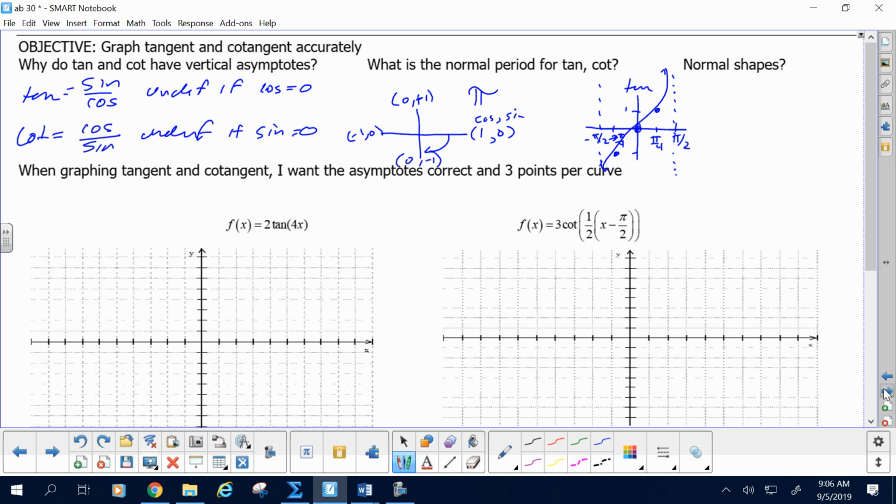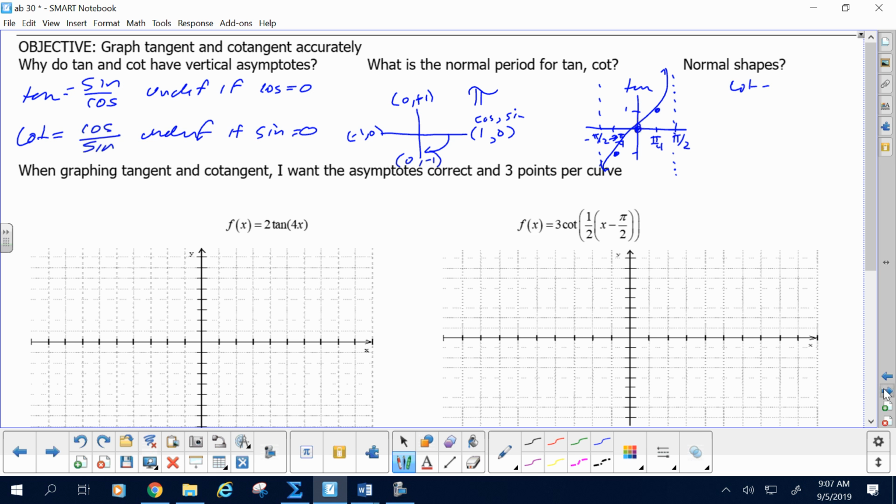If I see a graph that has those quarter points up at 3 and negative 3, that tells me there's been a vertical stretch, and instead of tangent, it's 3 tangent. So these points are necessary to communicate vertical stretches. I need those quarter points. Understood?